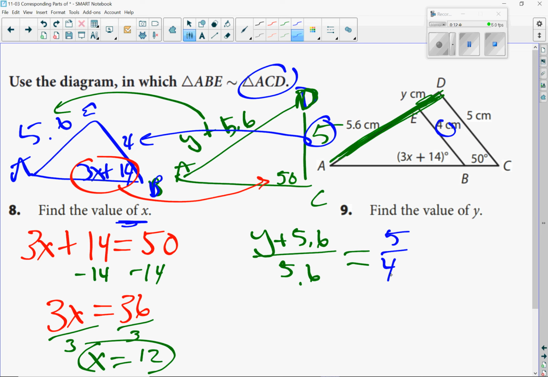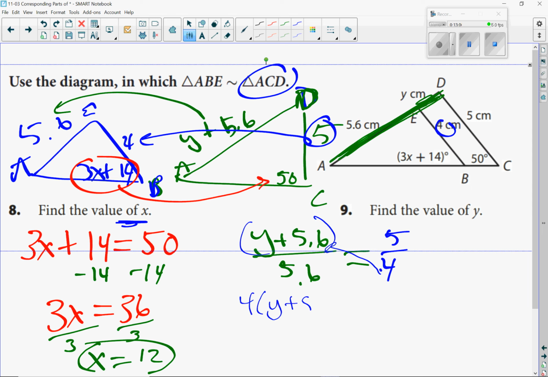And then if we solve this by cross multiplying, right, we're going to do 4 times that, which will give me. Uh-oh, what's going on? Undo, undo, undo. 4 times this whole thing. Now, this is in parentheses. So it's 4 times y plus 5.6 is equal to 5 times 5.6. So when I distribute this 4, I get 4y, and then 4 times 5.6 is. See, 4 times 5 is 20, and 4 times 0.6 is 2.4, so 22.4.